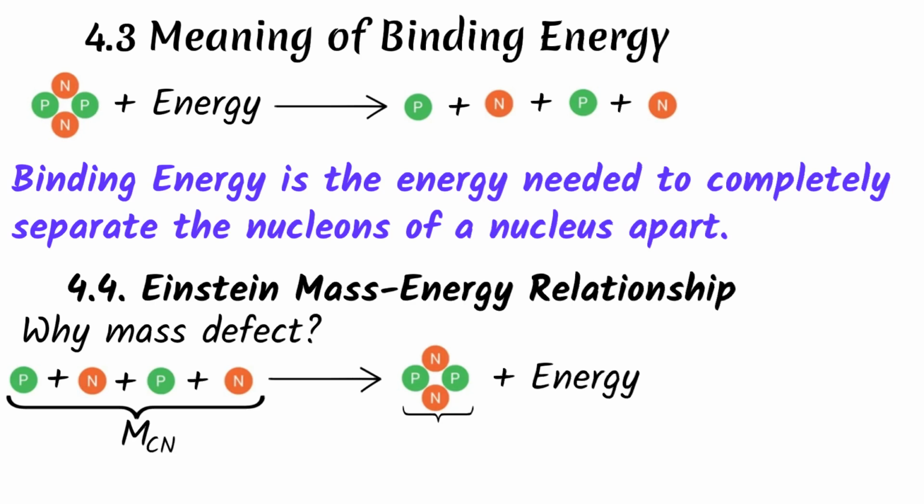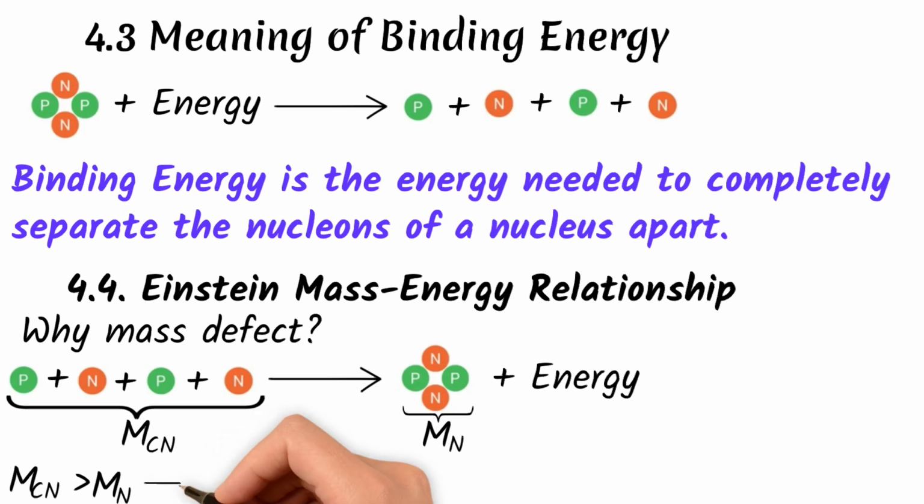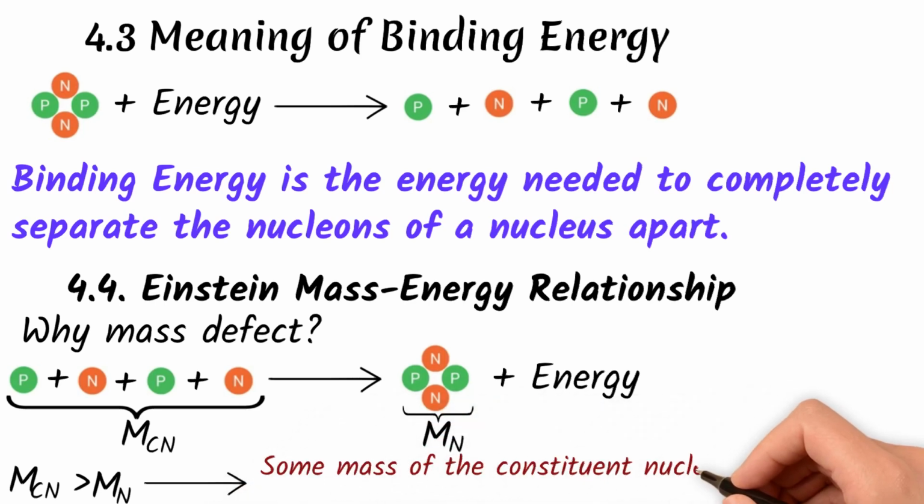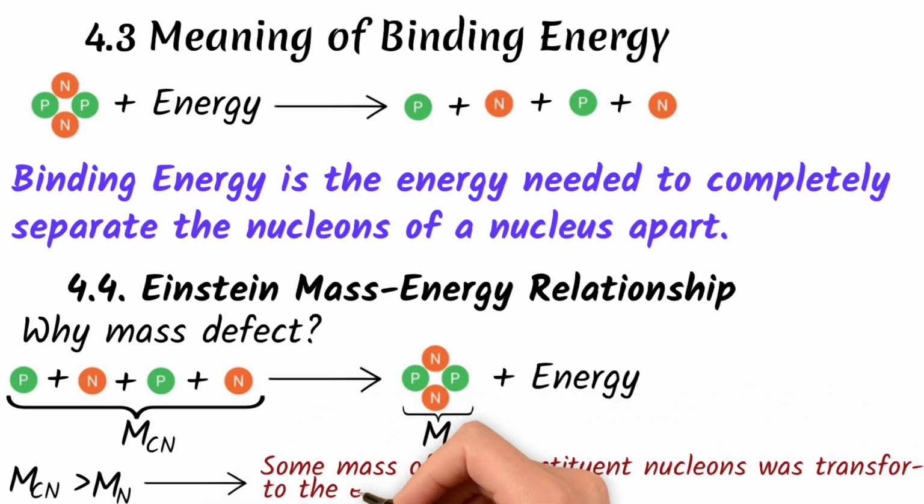Now, if you look at that equation, we have said that the mass of the constituent nucleons is greater than the mass of the nucleus. And it is clear that the only reasonable explanation to give is that part of the mass of the constituent nucleons has been transformed to the energy that has been produced. So, the missing mass is as a result of transformation of part of the mass of the constituent nucleons into energy.